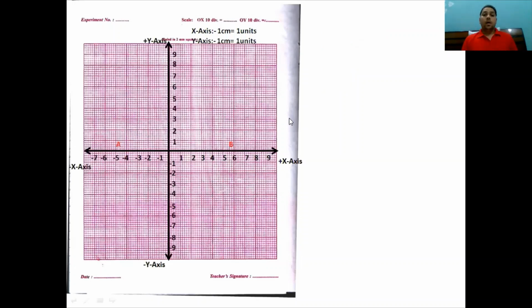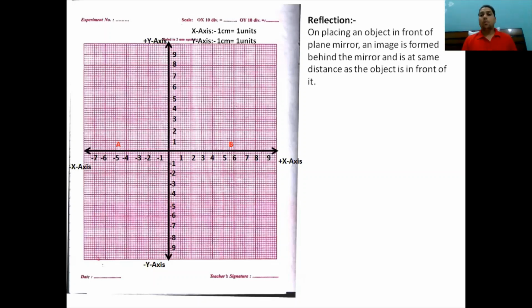Now, let's come to our main topic here, that is, what is reflection. Basically, reflection takes place in a reflecting surface, so we have a mirror in this reflection. On placing an object in front of a plane mirror, an image is formed behind the mirror and it is at the same distance as the object is in front of it. So what is the main aspect here? Whenever an object is placed in front of a mirror, an image will form. There will be an image.